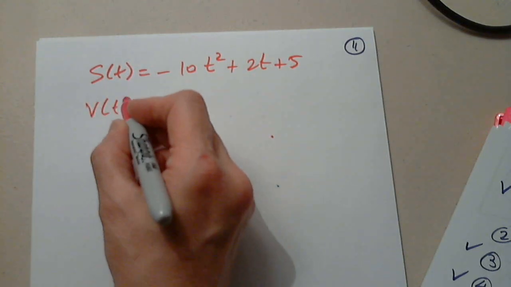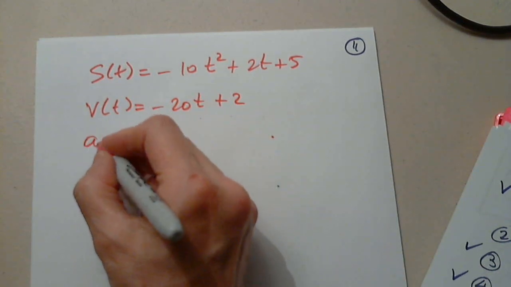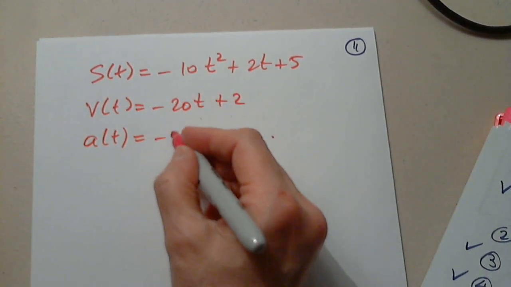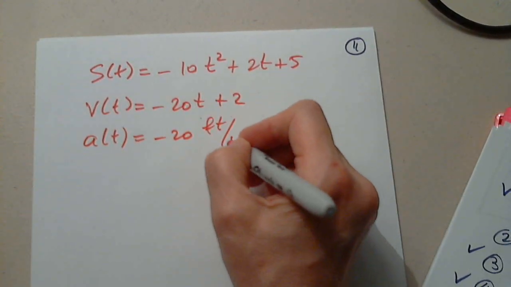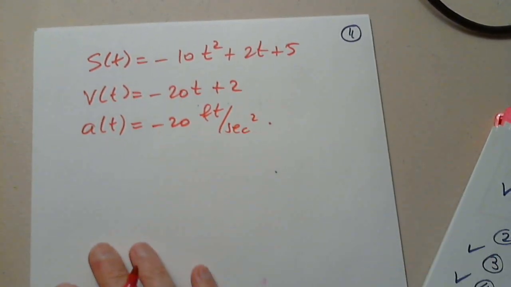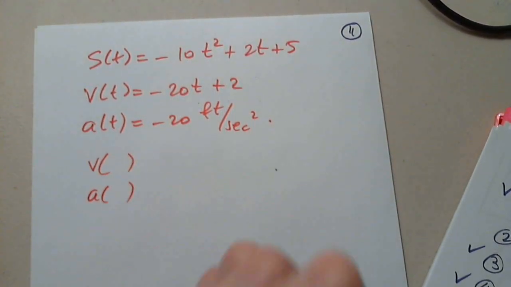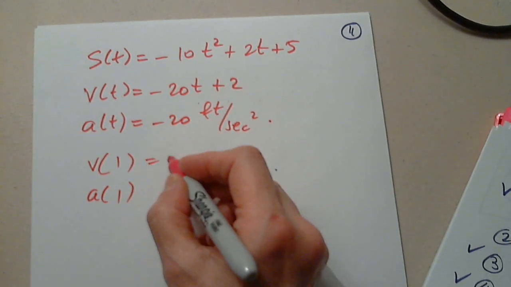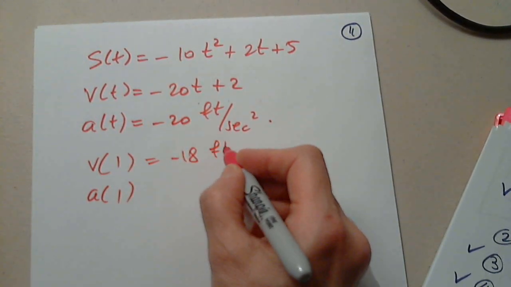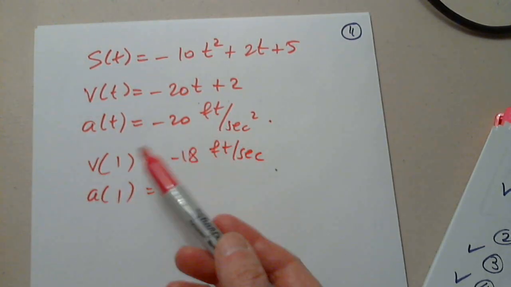So in order to find the velocity, it's just -20t plus 2. To find the acceleration, you're differentiating this as -20, and I'm assuming it's feet and seconds, so it's going to be feet per second squared. I'm assuming we're asked to find v and a at some point, say 1 second. So -20 plus 2 is -18, in feet per second. And there is nothing I can plug in for the acceleration, so it's the same.